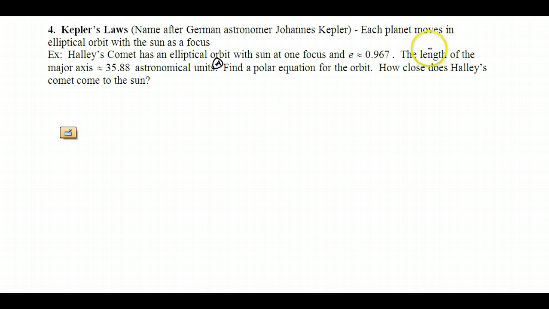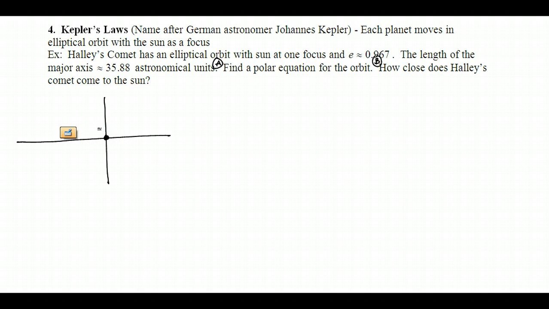A, find a polar equation. B, how close does Halley's Comet come to the sun? Well, we can really draw this however we want. It really doesn't matter, as long as we come up with a formula for it. It doesn't matter if you make your ellipse horizontal or vertical. Either answer would work for this.